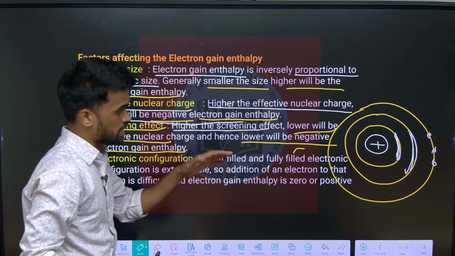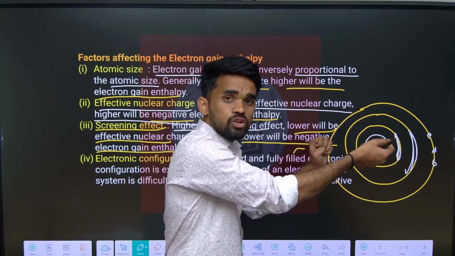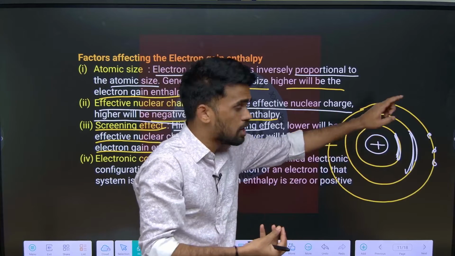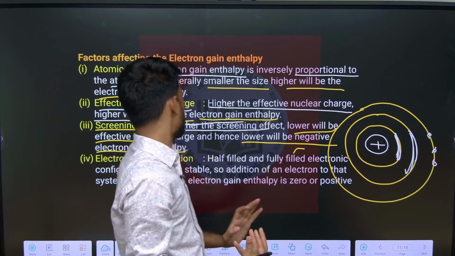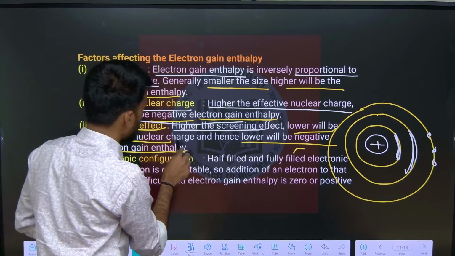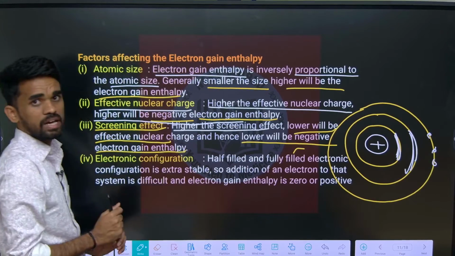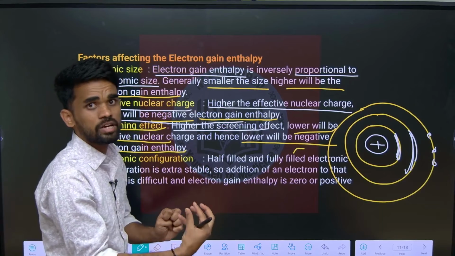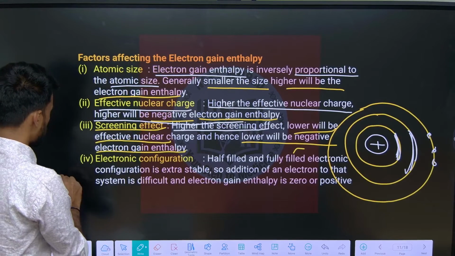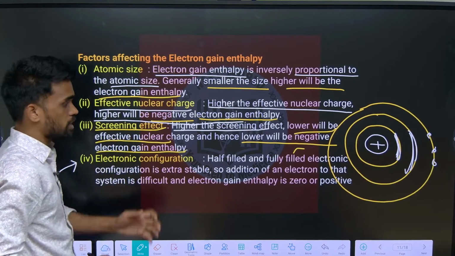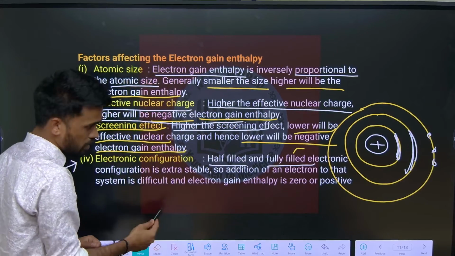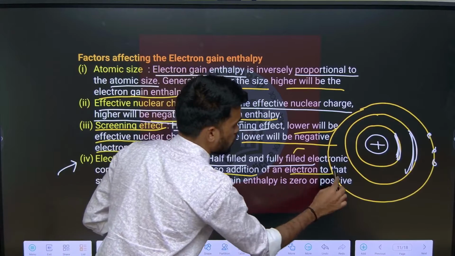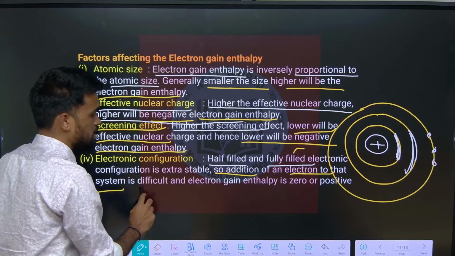Okay, so due to this screening effect, the effective nuclear charge will be less, therefore it will have less electron gain enthalpy. See, less negative electron gain enthalpy we are saying means relatively less electron affinity. Now, here in electronic configuration, half-filled and fully filled electronic configurations are stable, we know. So addition of an electron to that system is difficult, right?